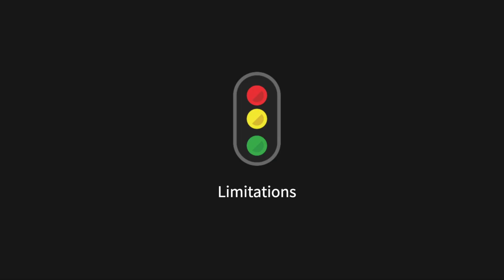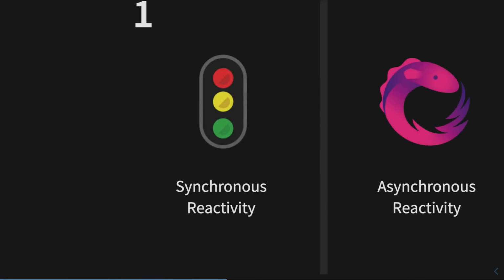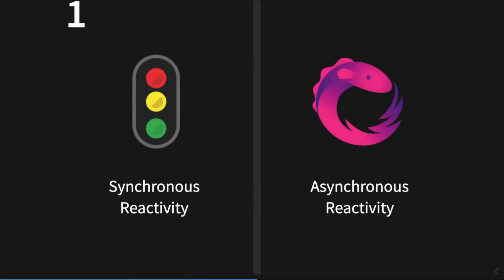However, just as RxJS is not perfect, signals are not perfect. There are two limitations, and I will be going over those in my next videos, which I will be publishing very soon. The first is asynchronous reactivity. RxJS isn't bad at everything. It's good at asynchronous reactivity, and signals aren't good at everything. They are good at synchronous, but not asynchronous reactivity generally. So that will be the next video I publish.